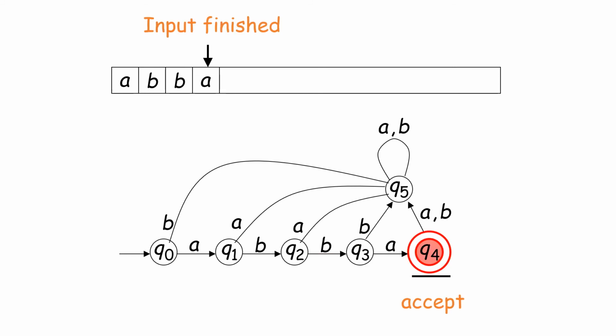Next we are going to take the next input, that is A. Now we are in the state Q3. Make use of A input, we are going to reach the state Q4. Okay, Q4 is the final state and the acceptance state.